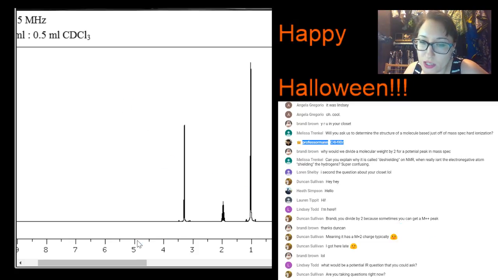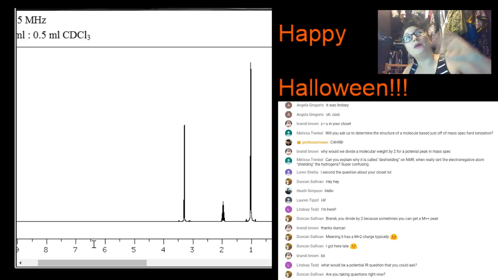Lindsay, what would be a potential IR question that I could ask? Something like, if you did this reaction, how could you tell if it worked? I'd give you a reaction and you could tell me if it worked by using IR and explaining how. And you will get a table of the wave numbers for IR, so you will have those ready and available. It's basically the same thing we've been doing in lab.